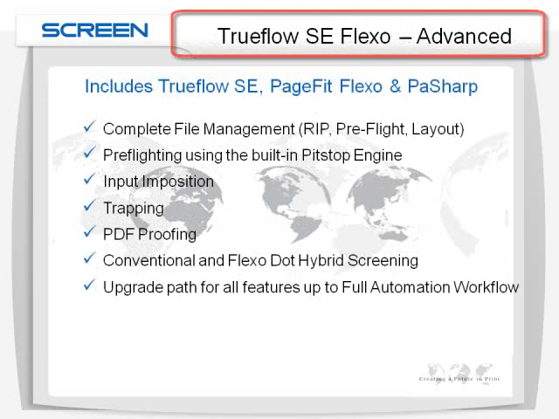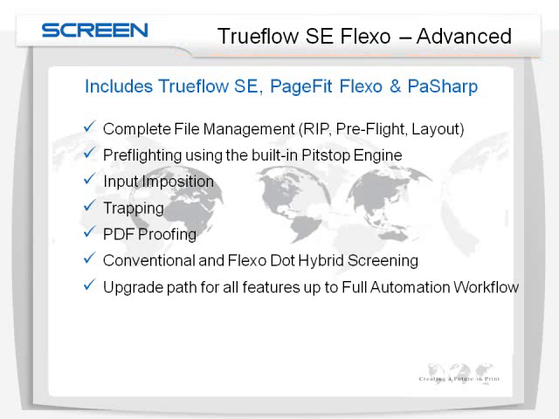Trueflow SE Flexo Advanced is our mid-range workflow. We configured this workflow for the mid-size printer, mid-size operation that is looking to take advantage of Adobe's latest core and still maintain some high-level automation with file management, ripping, pre-flighting, layout, using PitStop engines for pre-flighting, imposition, trapping, PDF proofing, conventional and Flexo.hybrid screening, and all of the features that we talked about in our full automated workflow are available as an upgrade for this particular workflow.